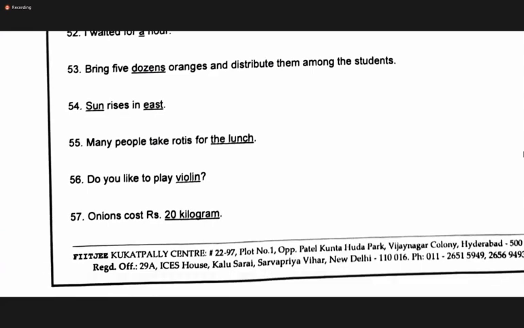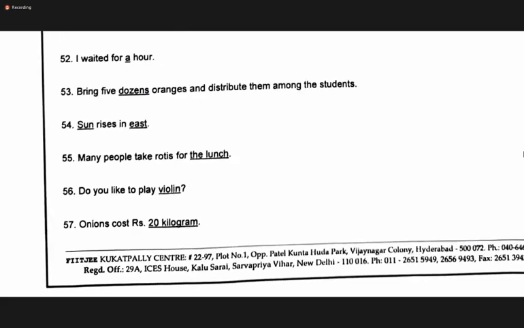57. Onions cost rupees 20 kilogram. Rupees 20 per kilogram. Rupees 20 a kilogram, because we are learning articles, right? 20 a kilogram.